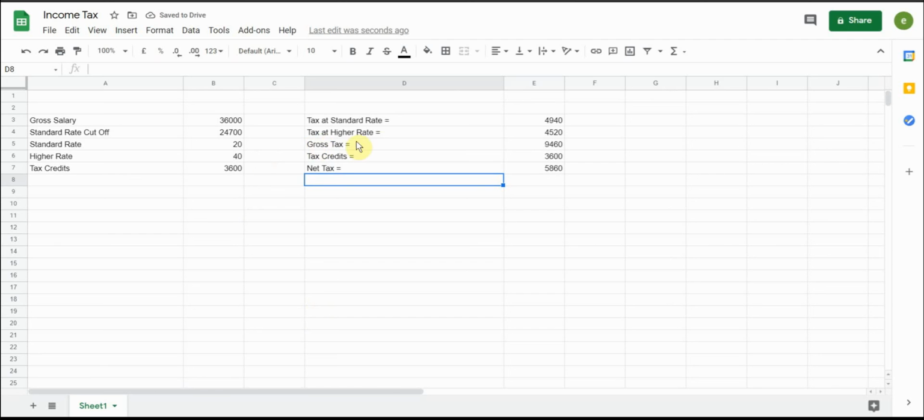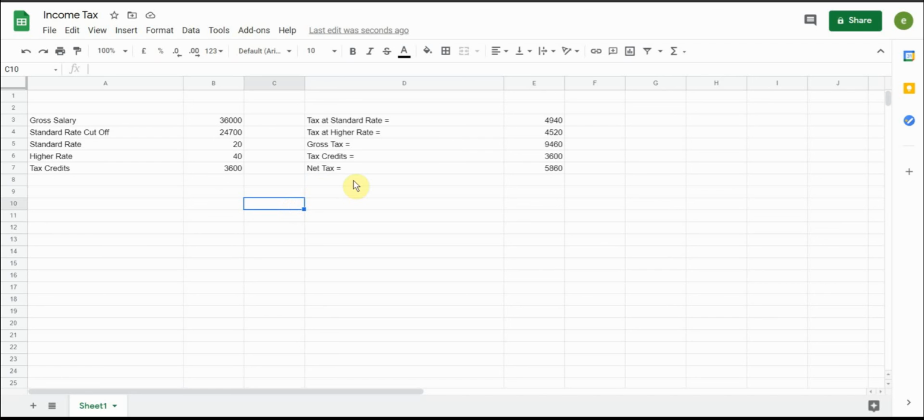So we have gross tax and net tax. Gross tax is the bigger of the two taxes. That's the piece of tax you could end up paying if it wasn't reduced. So gross is a kind of a fancy word for the big one, okay? So the big tax that you could end up paying was 9,460, but because you get these tax credits, it gets reduced down to 5,860.